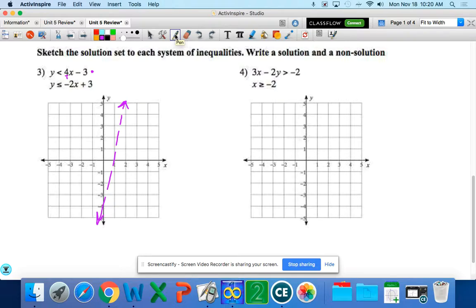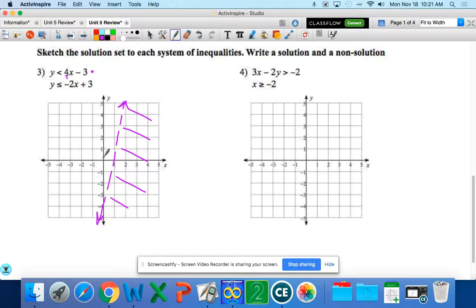And then I have to shade. So 2 ways to shade. 1, read the sign, or 2, pick a test point. Right here, I'll read the sign, and that means I have to shade under because it's less than. So I shade underneath my line. If I chose a test point, I would choose 0, 0.